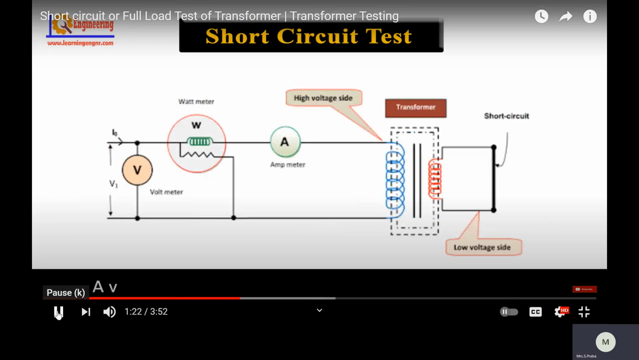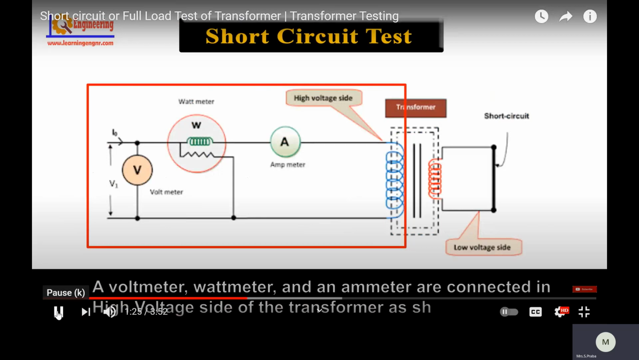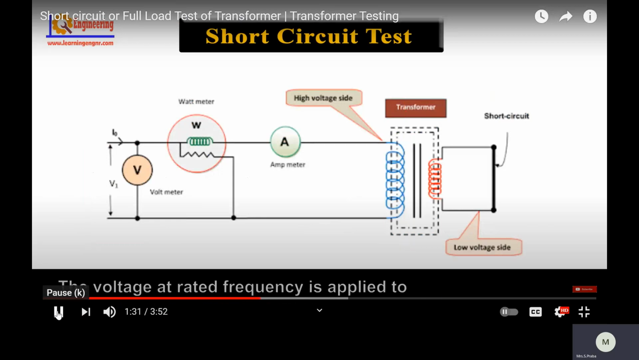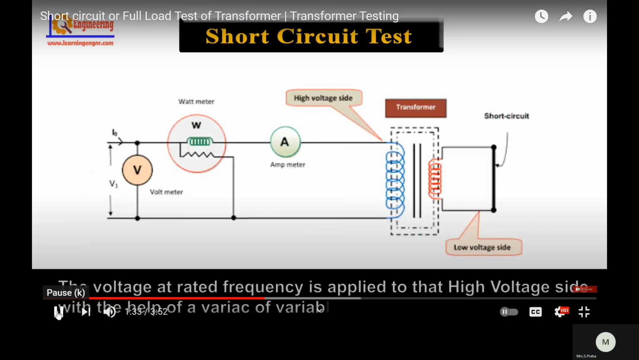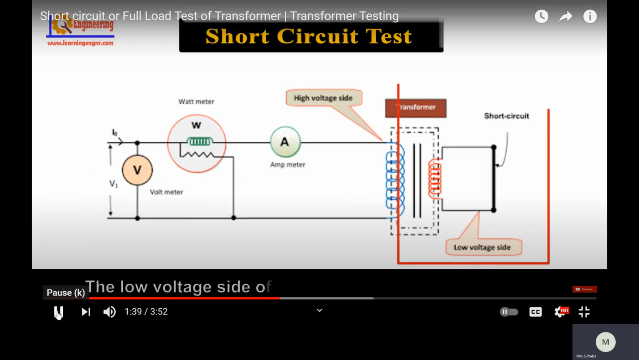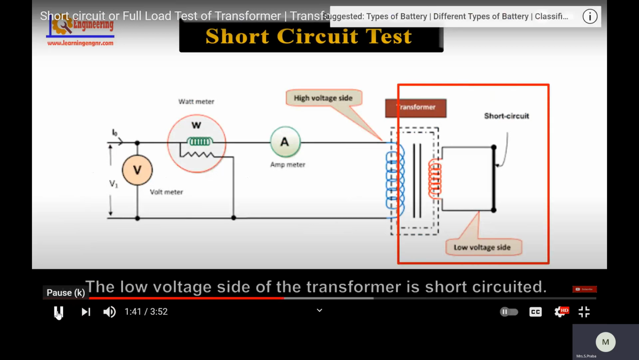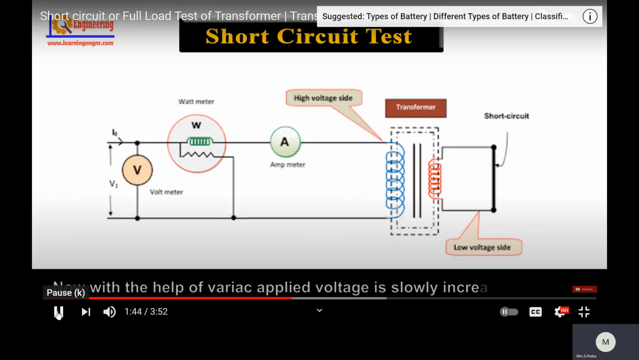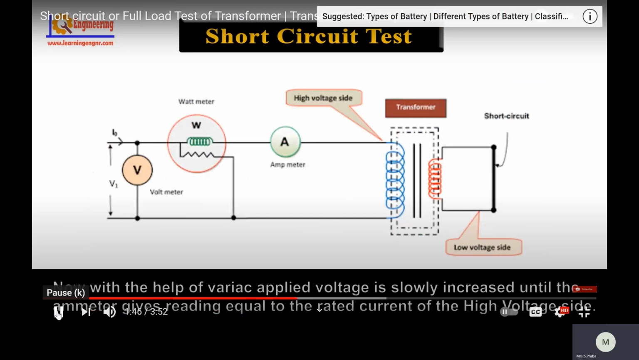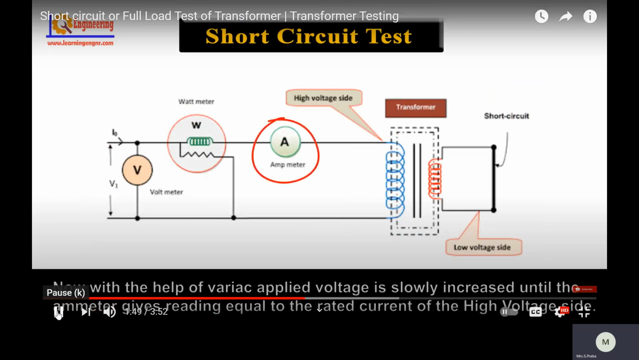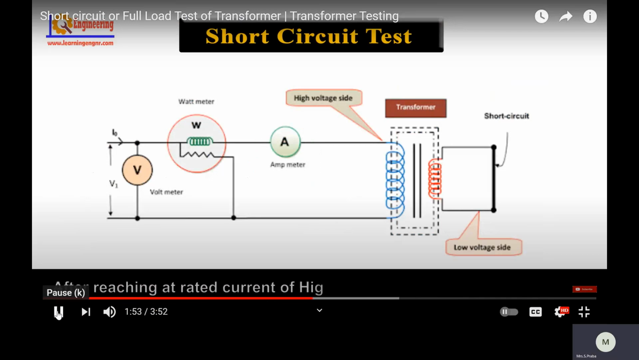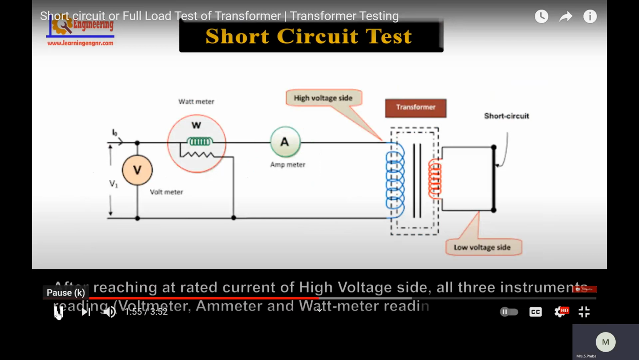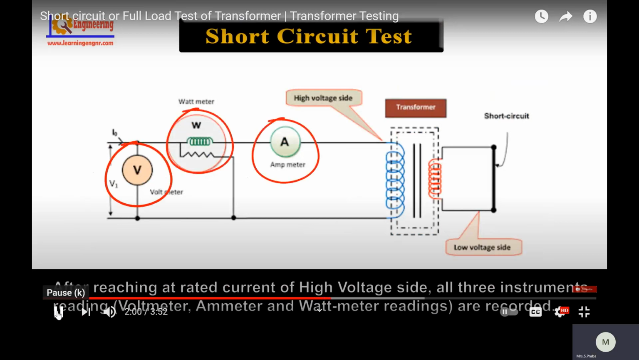A voltmeter, wattmeter, and an ammeter are connected on the high voltage side of the transformer as shown. The voltage at rated frequency is applied to the high voltage side with the help of a variac, a variable ratio autotransformer. The low voltage side of the transformer is short-circuited. Now, with the help of the variac, the applied voltage is slowly increased until the ammeter reads the rated current of the high voltage side. After reaching the rated current, all three instrument readings, voltmeter, ammeter, and wattmeter, are recorded.